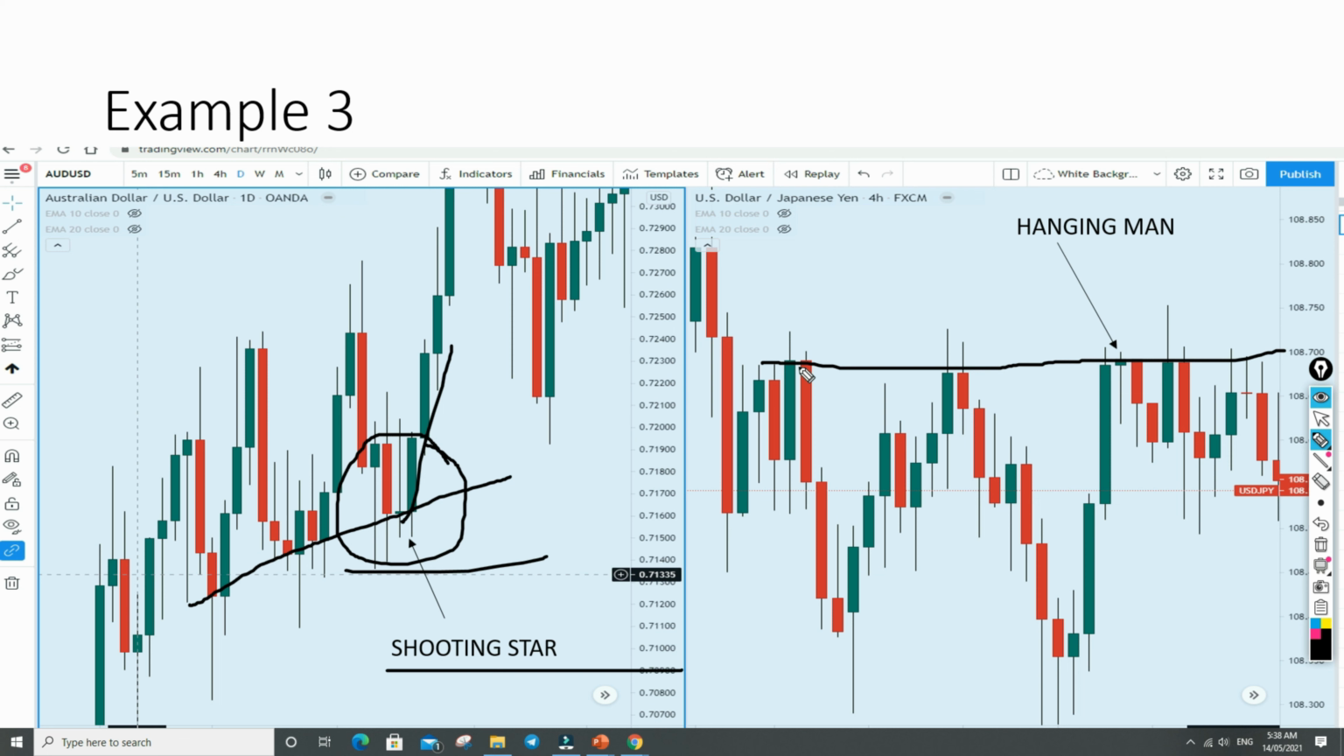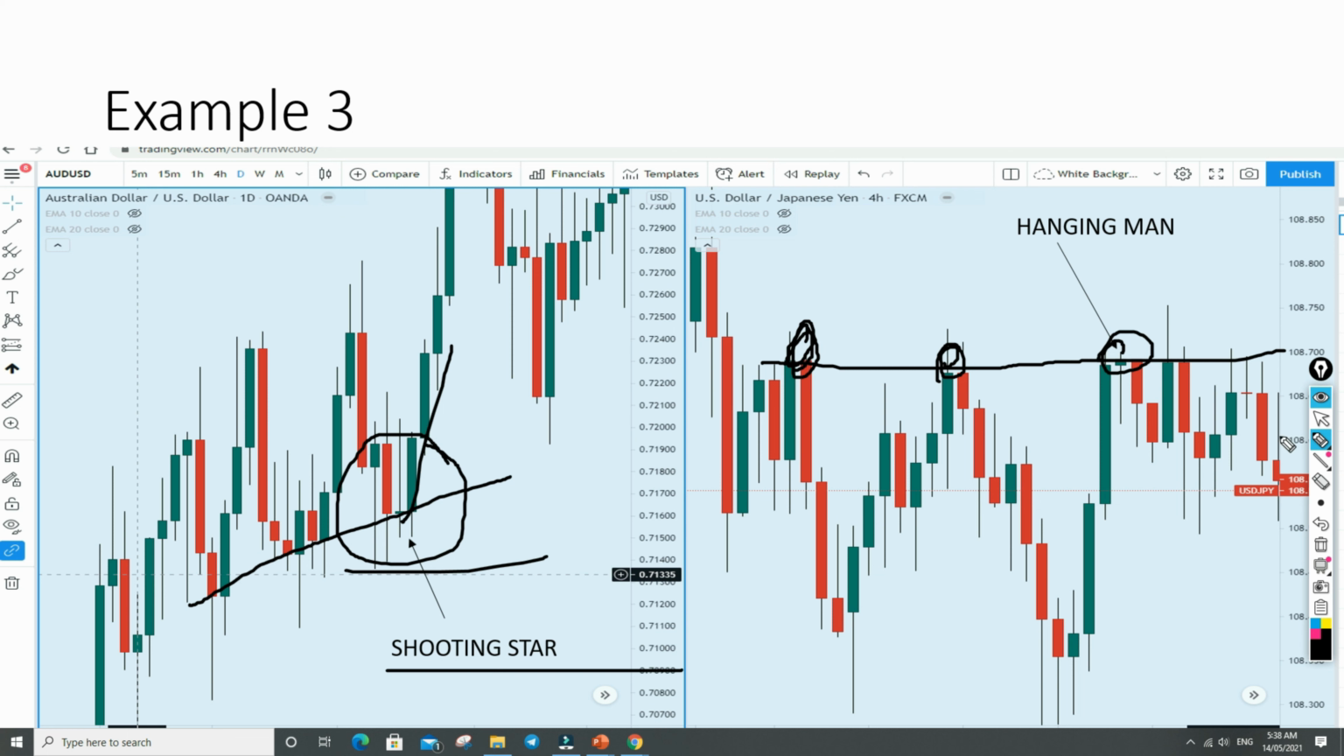So as it is ranging, let's find the area of value. So this is a one touch resistance, resistance, resistance. First the price came here, rejected, creating a level of resistance, then came back here, again rejected, creating another level of resistance.